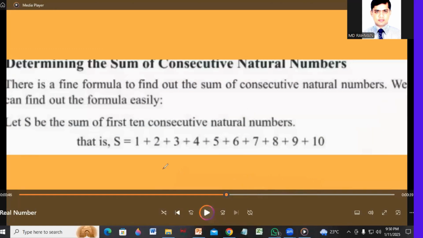We can see here determining the sum of consecutive natural numbers. Consecutive natural numbers, consecutive numbers, means there will be a gradual sequence. Gradual sequence means the numbers will be written gradually, that is 1, 2, 3, 4, 5, 6, 7, 8, 9, 10, 11, 12, 13, 14 in this way. These are the consecutive numbers. There will be no gap, from starting point to ending point. This is called consecutive natural numbers, right?